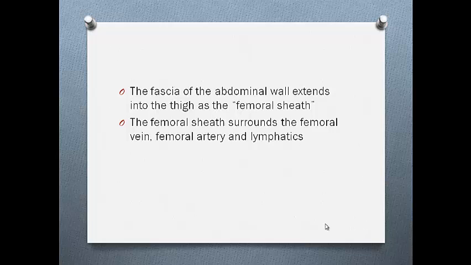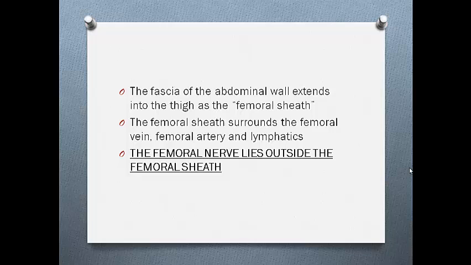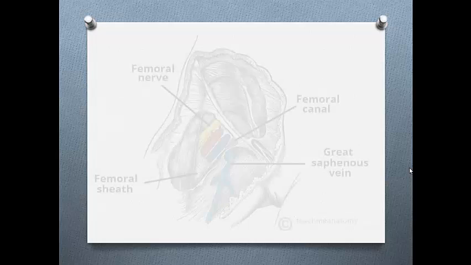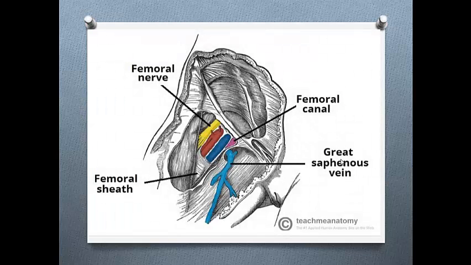And what it does is that it surrounds certain structures that are found in the femoral triangle. Those being the femoral vein, the femoral artery, and lymphatic vessels. However, the femoral nerve is found outside the femoral sheath. Okay? So let's just see that in picture form and see if we can explain it a little easier.